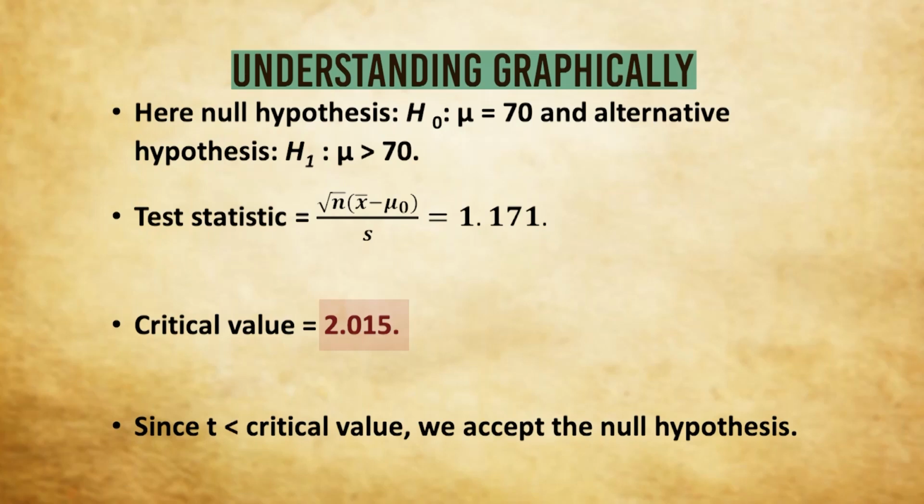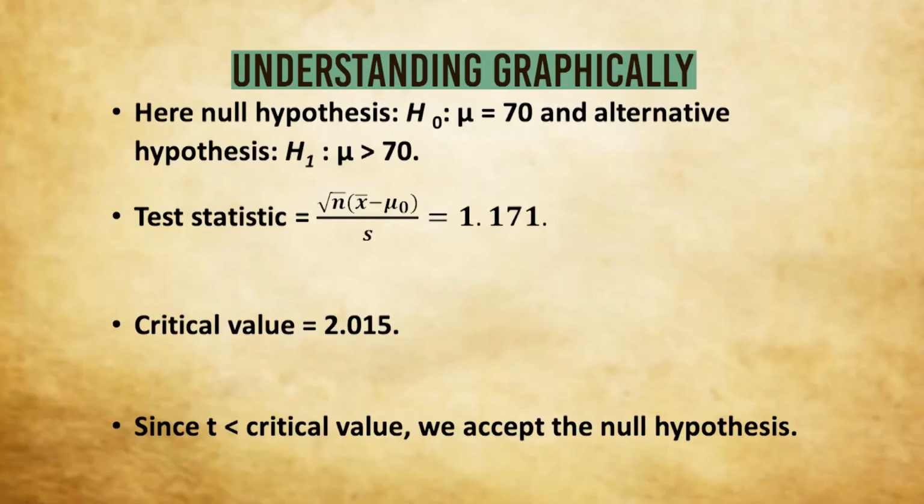The critical value of t, that is the tabulated value of t, we can find to be 2.015, while the value of the test statistic has been found to be 1.171. So t is less than the critical value. So should we accept or reject the null hypothesis? Since t is less than the critical value, we accept the null hypothesis. What do we mean by that? Can we say that the professor's claim is justified, that the average score is greater than 70? No, we cannot say that, because my sample tells me that H naught is accepted.